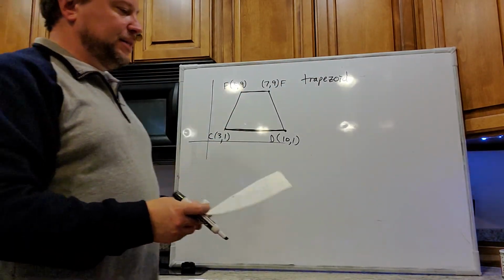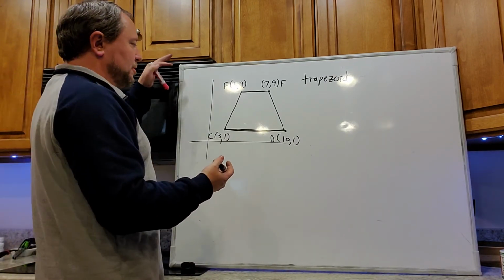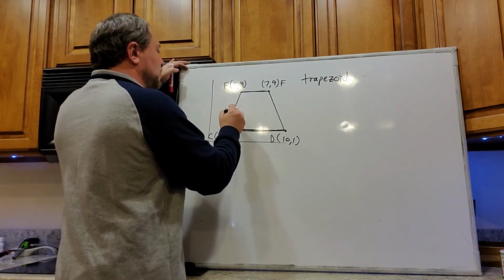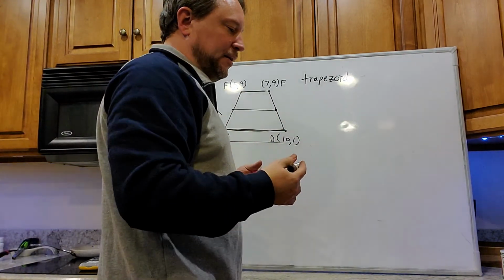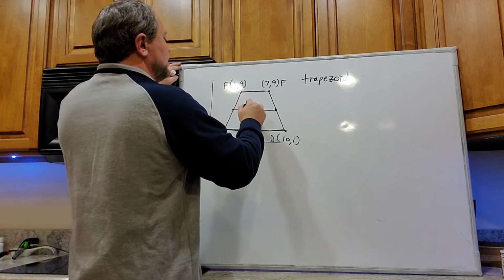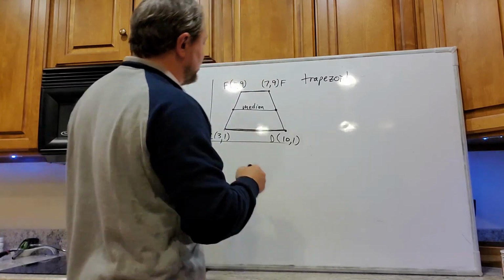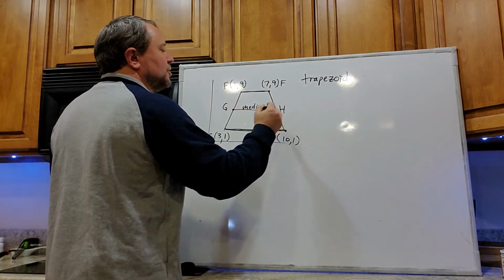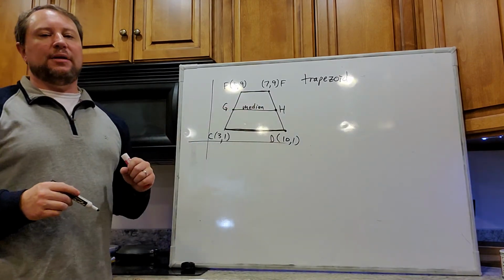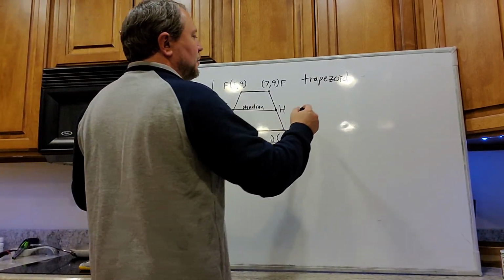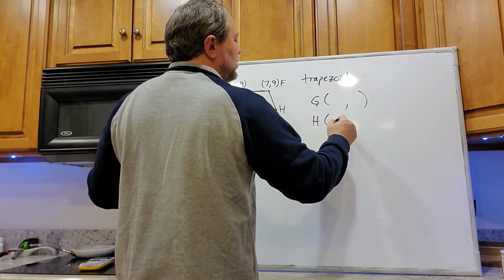But on a problem like this, they'll ask you different questions. One of the first questions they might ask you is, if I were to insert in here a median, if I want to make sure that this was a median of our trapezoid, we're going to label it as GH. Then they're going to ask you to find the coordinates of G and H so that that would be a median. So you're going to have to find G's coordinates and H.